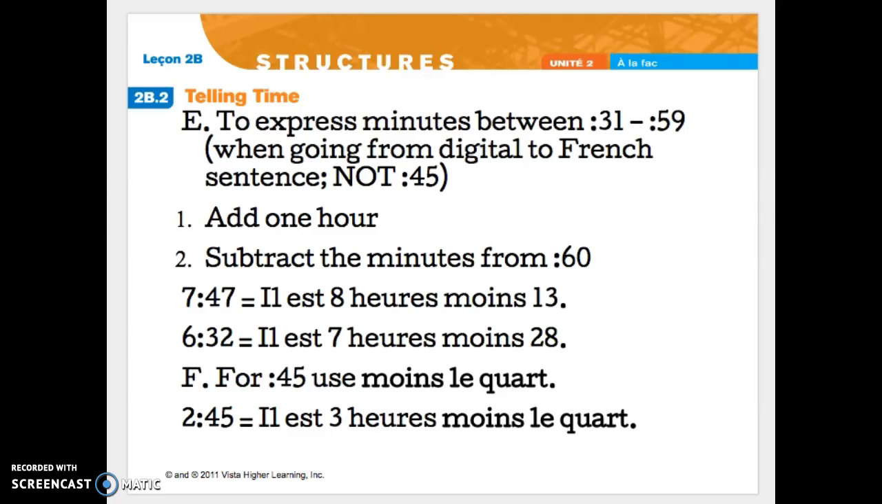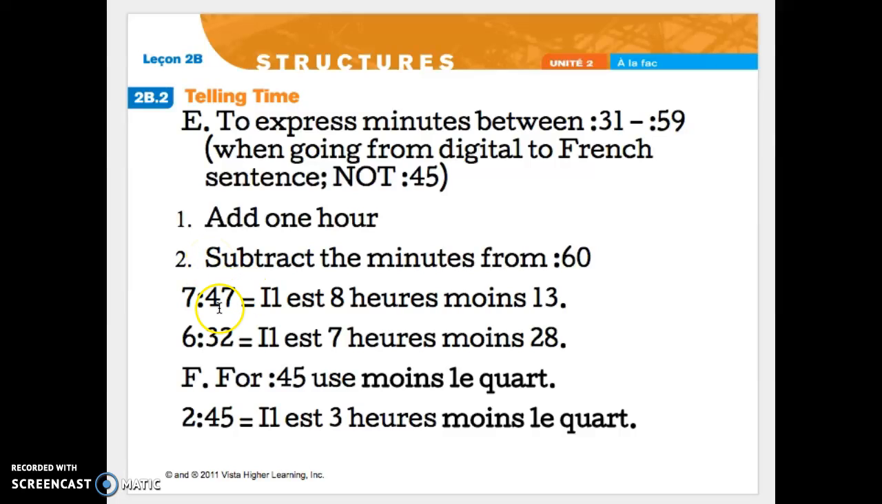In section E, we're going to the slightly more challenging, only because it has two steps, how to do the minutes between 31 to 59. For English speakers, this is not a natural thing because we're used to doing it more with a digital time. However, in French, when going from a digital time in English to a French sentence, and the exception here is 45 minutes after the hour, there are two steps. First, you add an hour, and then you subtract the minutes from 60.